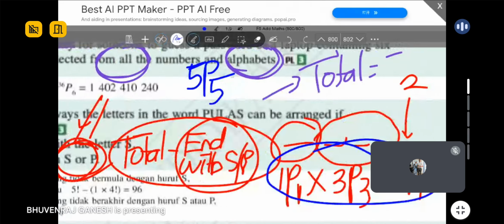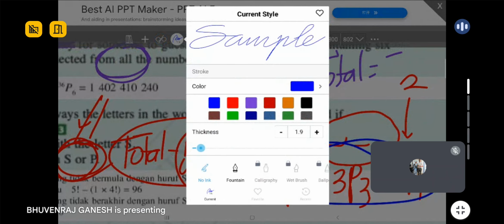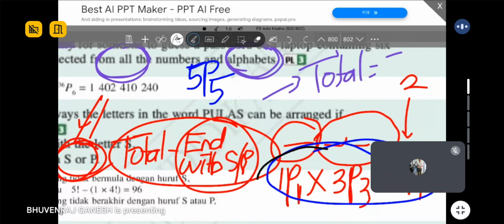Okay, so anyone knows why it is like this? Why do I need to separate like this, 1P1 times 3P3? Can anyone tell me? Kenapa saya tak boleh terus tulis 4P4? Why can't I write 4P4? I must write 1P1 times 3P3. Can anyone explain? What is the reason?